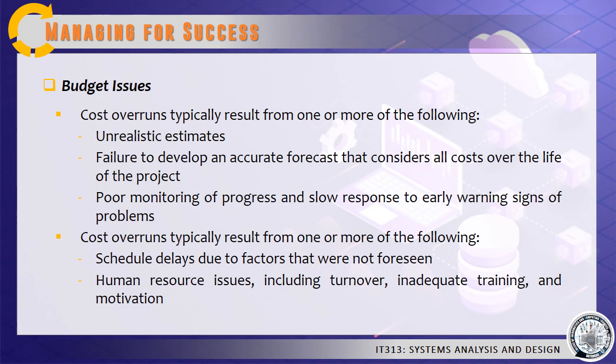Budget issues. Cost overruns typically result from one or more of the following: unrealistic estimates that are too optimistic or based on incomplete information, failure to develop an accurate forecast that considers all costs over the life of the project, poor monitoring of progress and slow response to early warning signs of problems, schedule delays due to factors that were not foreseen, and human resource issues including turnover, inadequate training, and motivation.